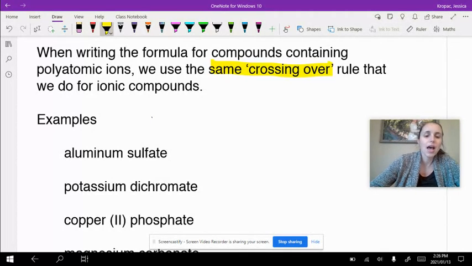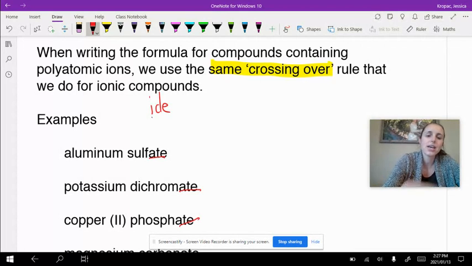Now the other question is, how do I know I'm dealing with a polyatomic compound when I'm looking at the name? The key here is you want to look at the ending. Most of the time, unless you're dealing with ammonium, your ending is going to be different. So remember, our ending for regular binary ionic compounds was always ide. Now your ending is not going to be ide. So I can see the ending ate.